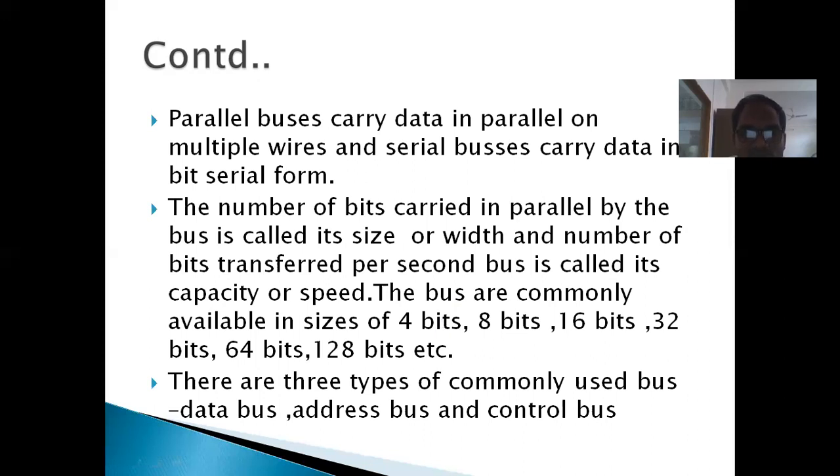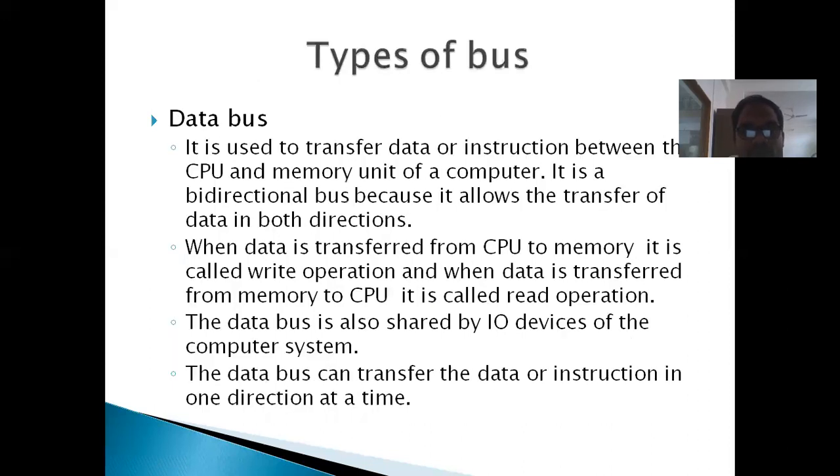And as we saw, there are 3 types of commonly used bus: data bus, address bus, and control bus. We will now see these types of buses in detail. First one is the data bus. It is used to transfer data or instructions between the CPU and the memory unit of a computer. It is a bidirectional bus because it allows the transfer of data in both directions.